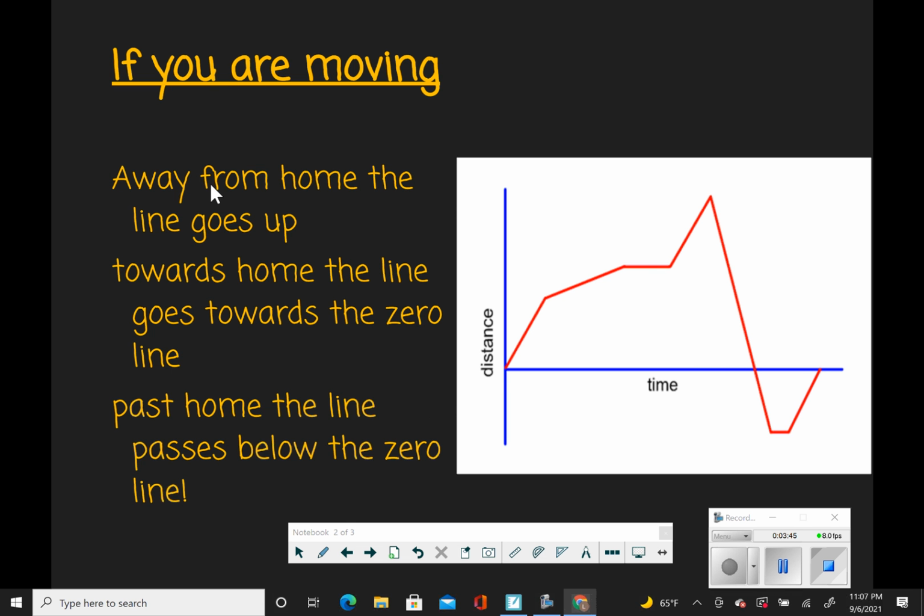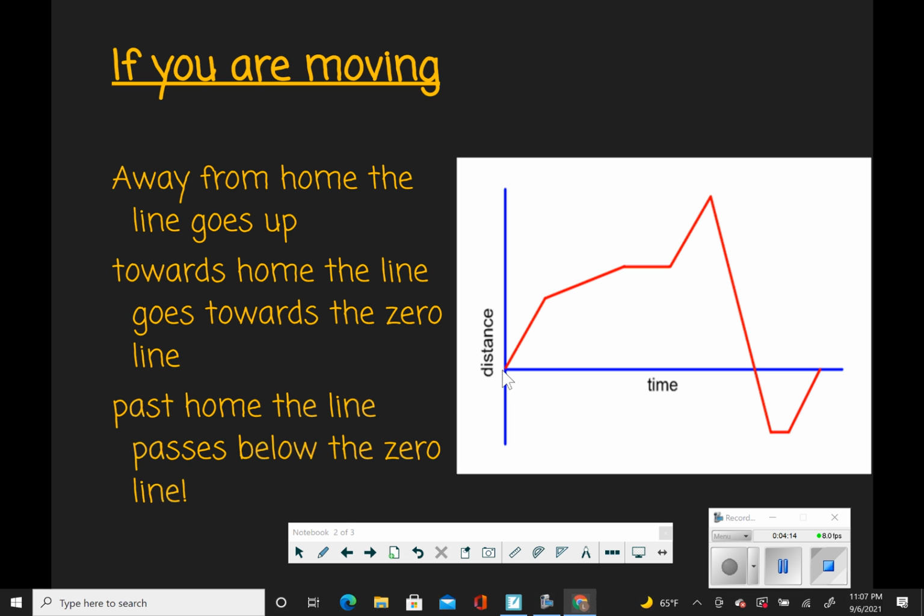If you are moving away from home, the line goes upwards. If you are going towards home, the line goes downwards until you hit the 0 line. This is the 0 line, the purple line. If you go past home, it goes below the line.